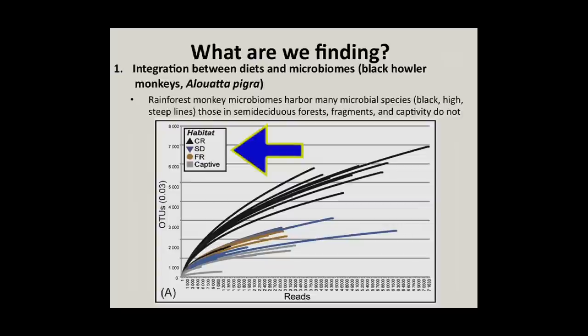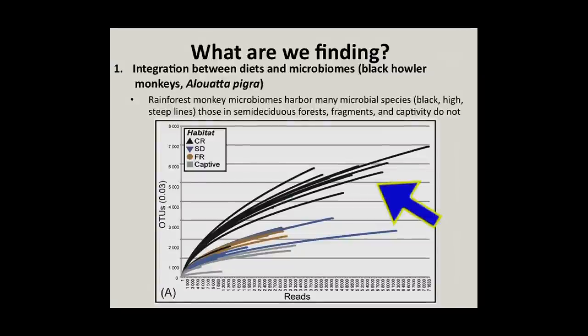We have different habitats, including a continuous rainforest, a semi-deciduous habitat, a rainforest fragment, and captivity. And what we're finding is that rainforest monkey microbiomes harbor many more microbial species. These are the black, high, and steep lines that you see in the graph, while those in semi-deciduous forests and fragments do not. So what we're seeing is the quantity of DNA that we're reading. This is just what we can read from the DNA that's coming out of the sequencing machines, and then we're making a decision about the microbial species that are present. If you have 97% similar sequences, we put you in the same bin. And what we can see is that the rainforest monkeys have many, many more microbial species in their guts, whereas the animals that are in habitats that are probably not as good have many fewer microbial species in their guts. In fact, in this group, all of the captive animals died, and you might see why in just a minute.